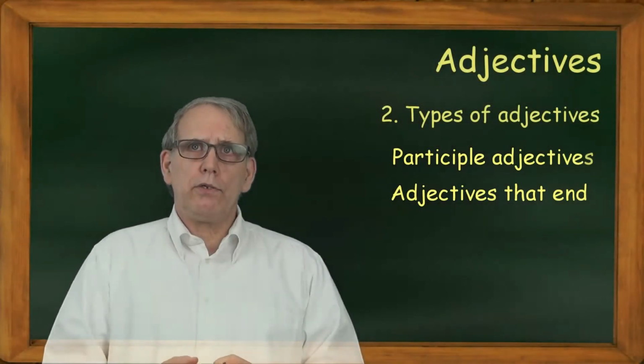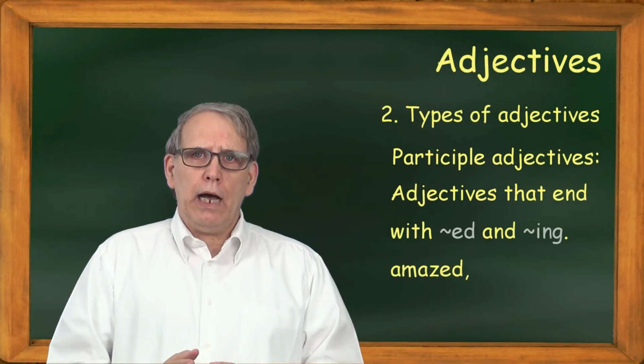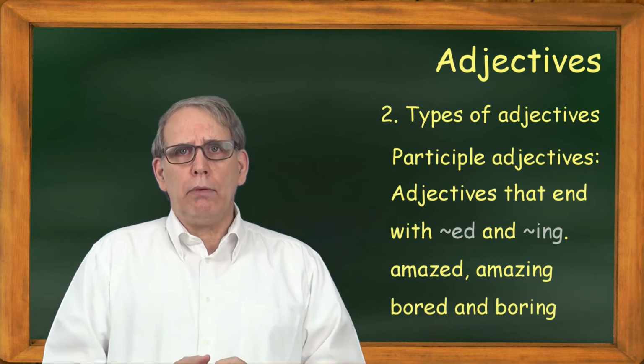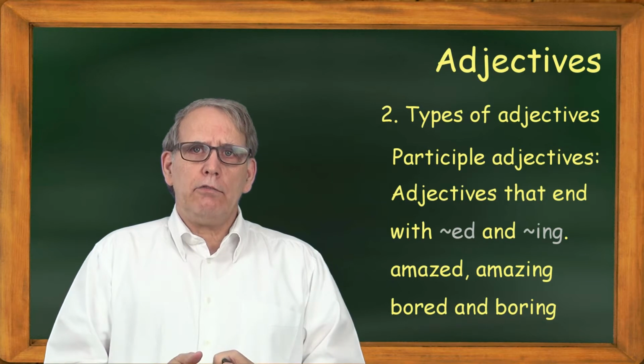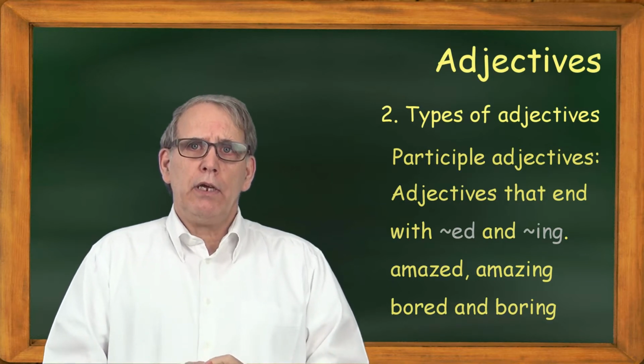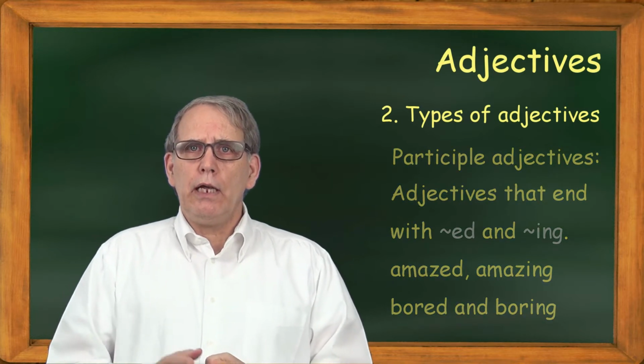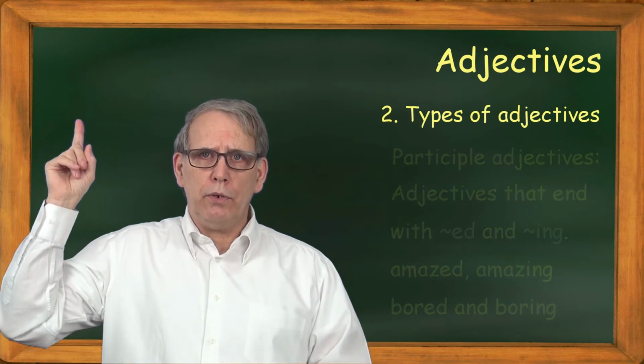Participle adjectives are words that end with ed and ing. Words like amazed, amazing, bored, and boring. I've already done a video on participle adjectives. If you'd like to watch that video, it's on this card right here in the corner.